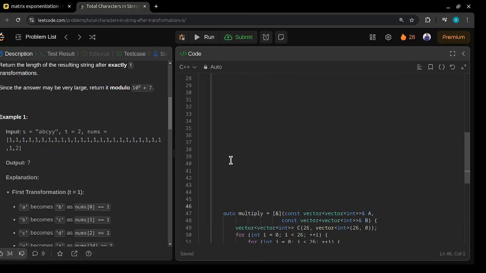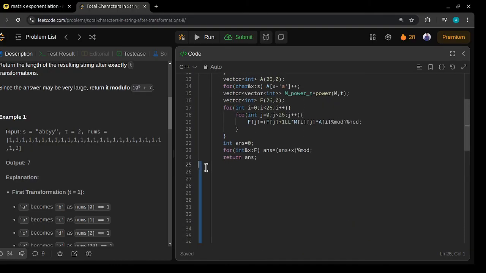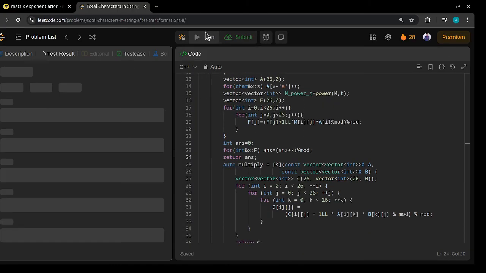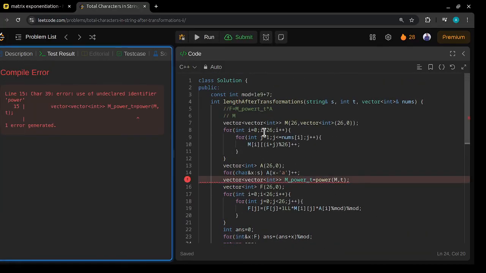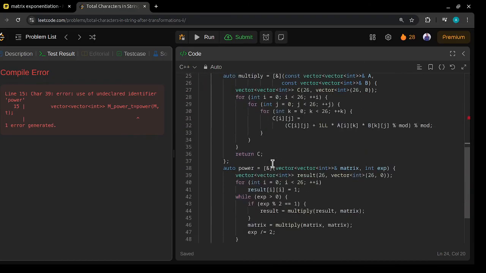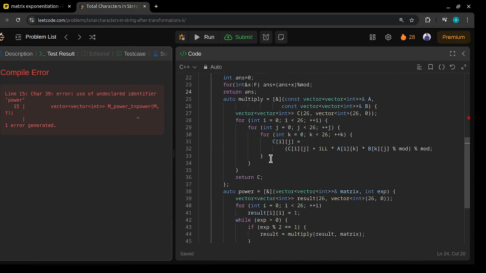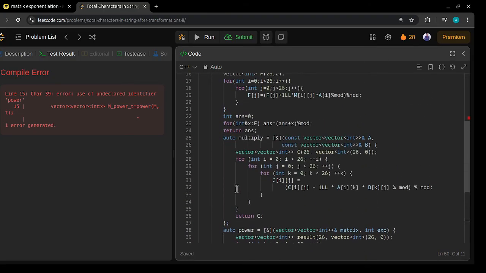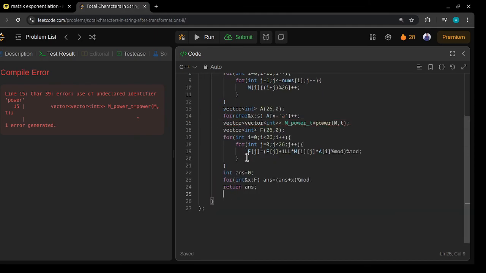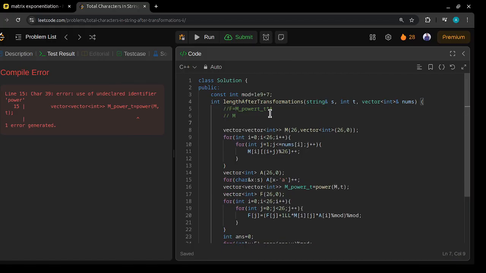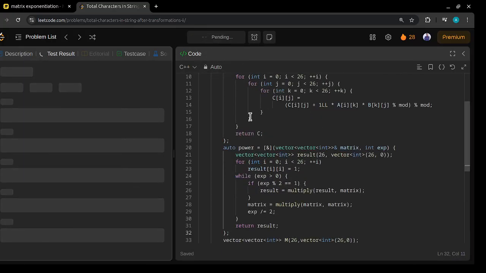Let us run this function first. I have to write all these functions above that. Let us place it here and now run this function.